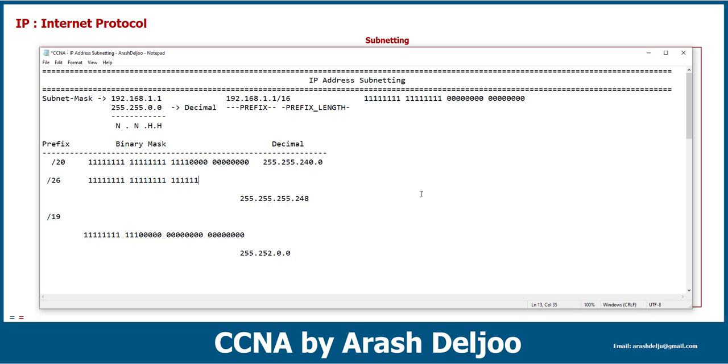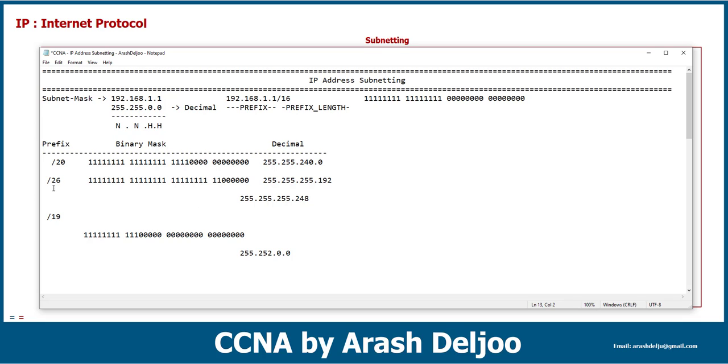Look at here. These are the 24 bits of one. Again, we have 1, 1. Now we have 26 bits of network. After that, here we have 6 zeros. This is the binary representation. After that, in decimal, we can write 255, 255, 255, and then 192. Why? Look at here. This is 255, this is 255, this is 255, and this is 192.